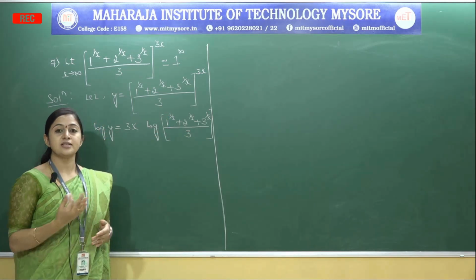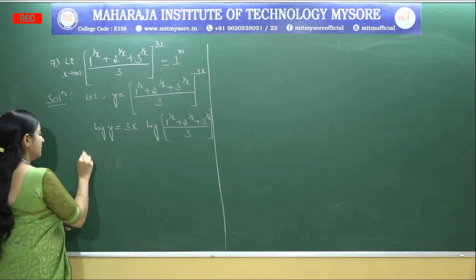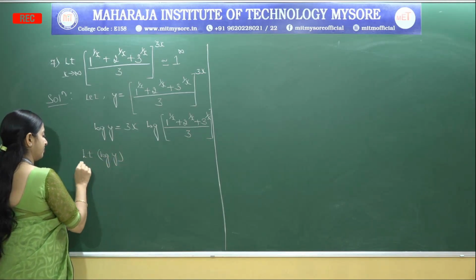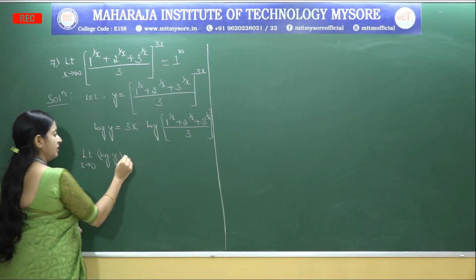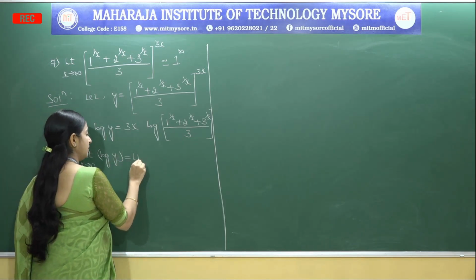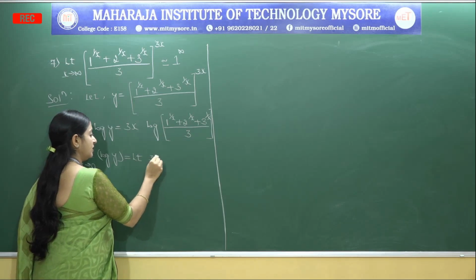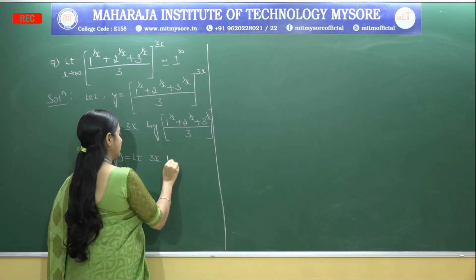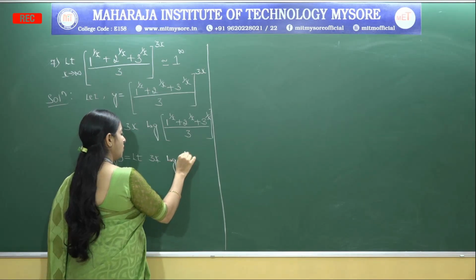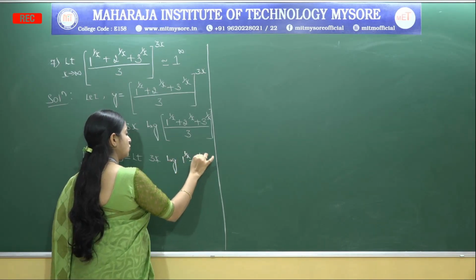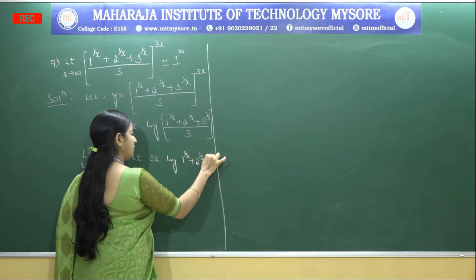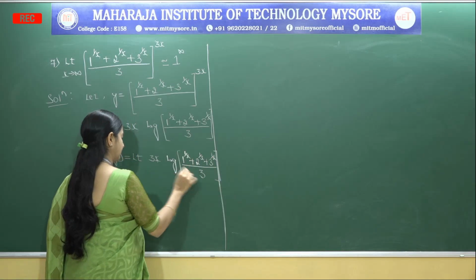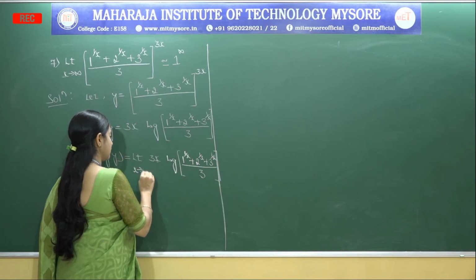Then take the limit as x tends to 0 on both sides. Limit of log y as x tends to 0 equals limit of 3x log of (1^(1/x) + 2^(1/x) + 3^(1/x))/3 as x tends to 0.